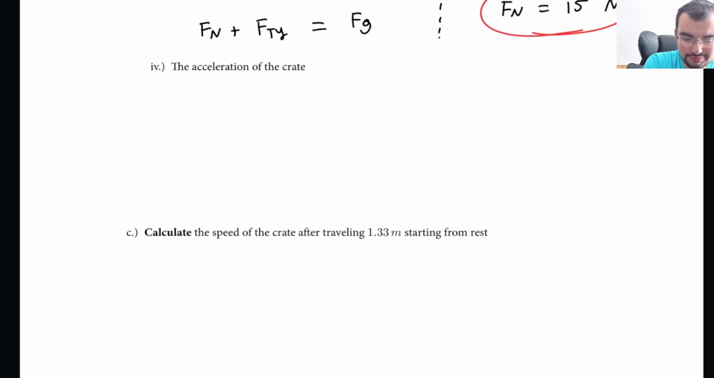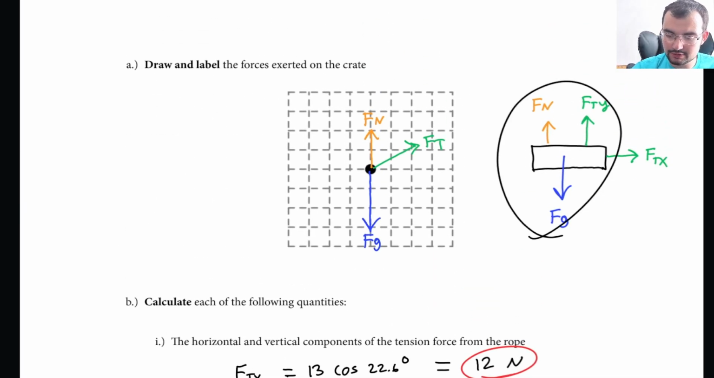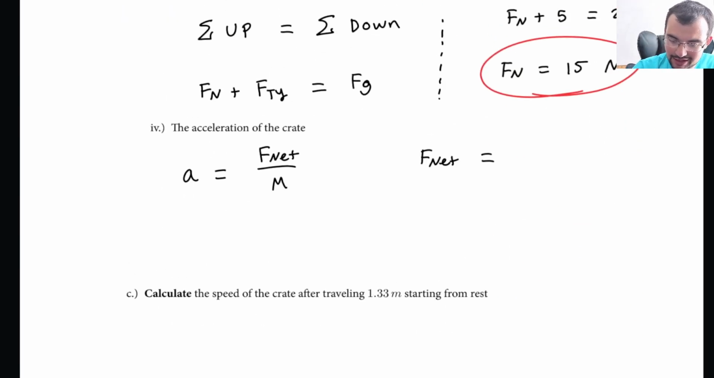Well, we know that acceleration is defined as the net force divided by the mass. So who is supplying the net force in this scenario? Well, if we look at our component body, everything is balanced vertically. So the net force would be the winner, or the only force that's unbalanced, and that would be the x component of tension. So 12 newtons would be the net force. 12 newtons would be our net force exerted on the crate.